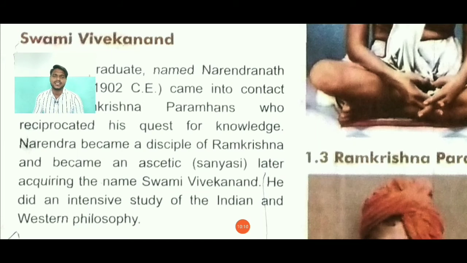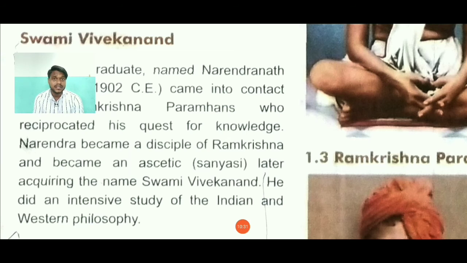Now I have visited Kolkata and I have also seen the memorial, the museum and the Belur Math. Belur Math is a very prominent place, also known as the place of Ramakrishna Paramahansa, established by Swami Vivekananda. So whenever you are going to Bengal, you must visit this place. Here he became the disciple of Ramakrishna Paramahansa and also became a sannyasi.